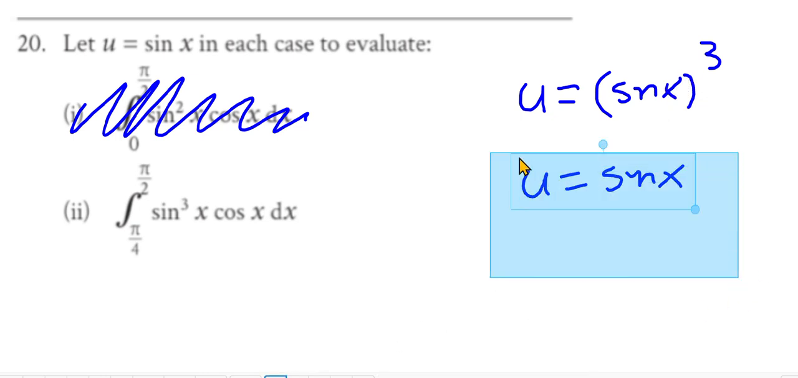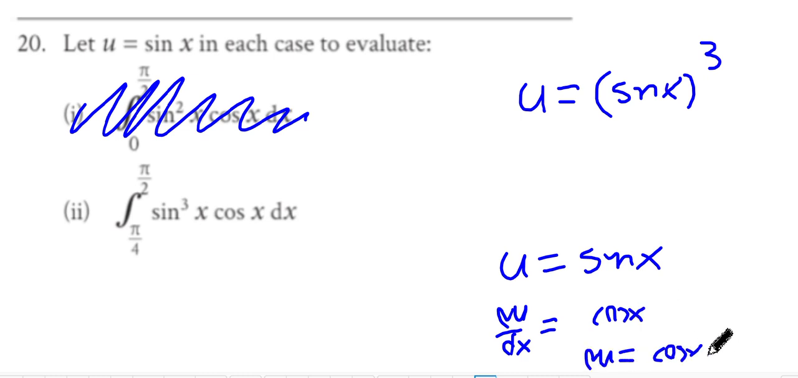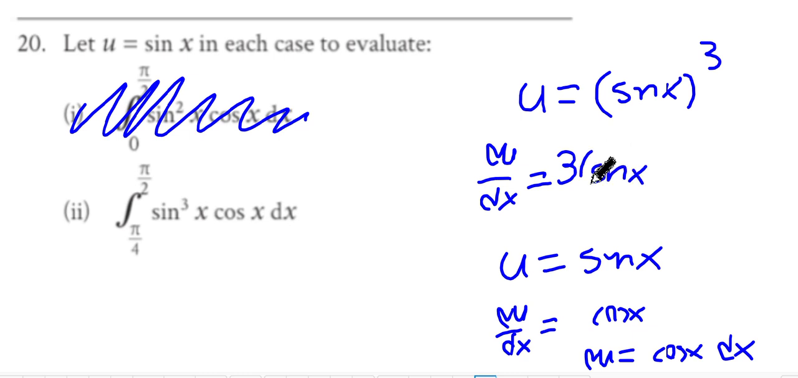Okay. So what happens if we differentiate the bottom one? What do you get? du/dx equals, and du equals cos x dx. Differentiate this one just for argument's sake. Chain rule, bring the 3 to the front. Take 1 away from the power, which is power 2. Differentiate the inside, sine x.